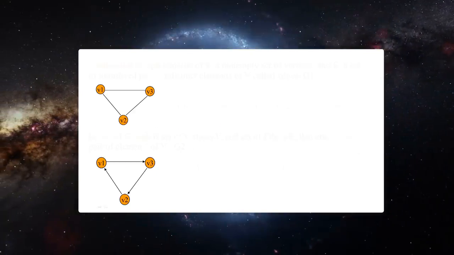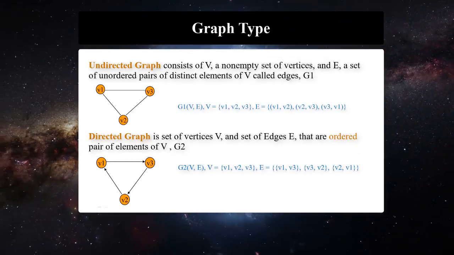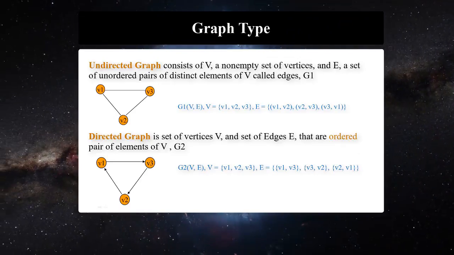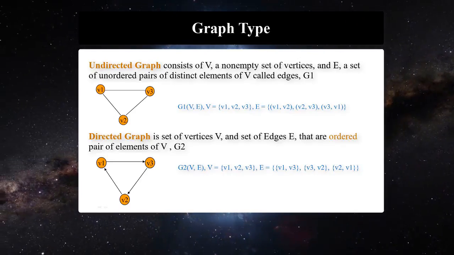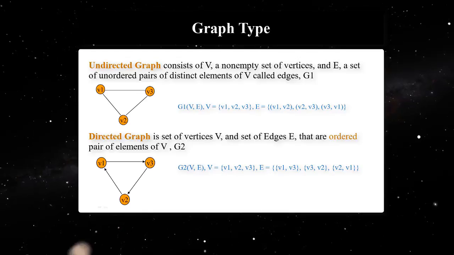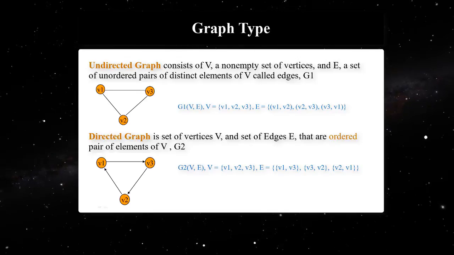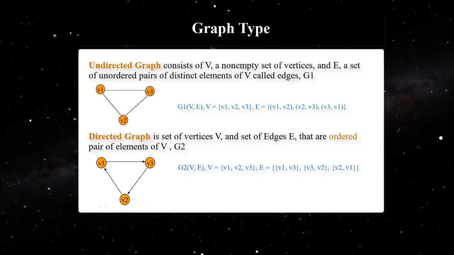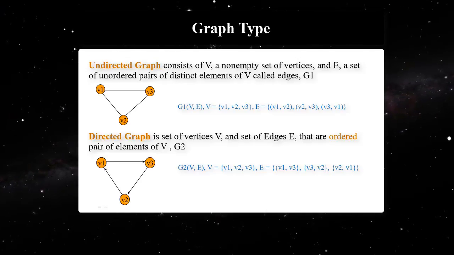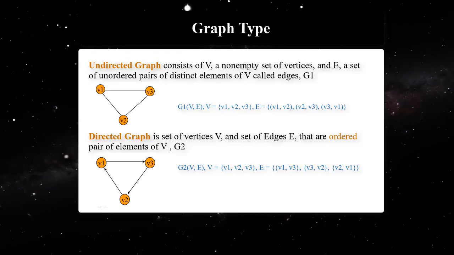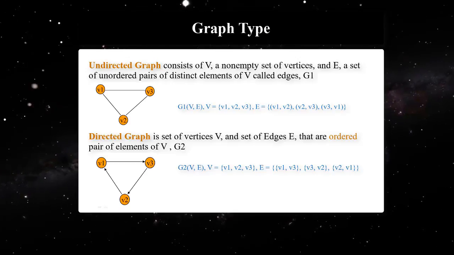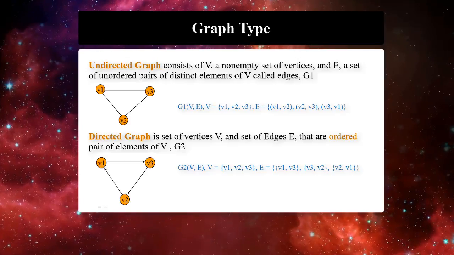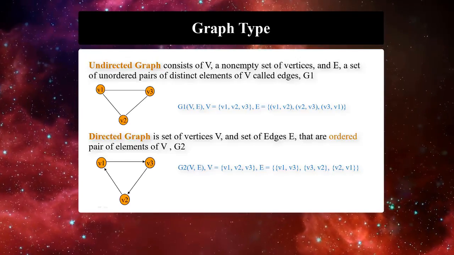The graphs or networks that we encounter can be divided into two broad classes based on their edge type: directed graphs and undirected graphs. An undirected graph consists of a non-empty set of vertices denoted by V and E, a set of undirected edges. A directed graph is a set of vertices V and a set of directed edges. For instance, G1 is an undirected graph, while G2 is a directed graph.